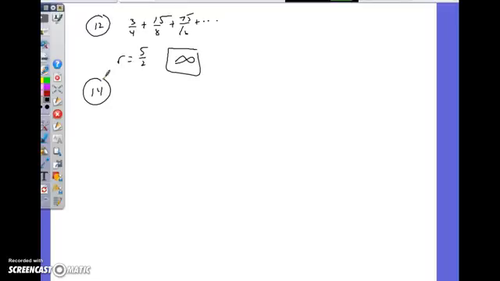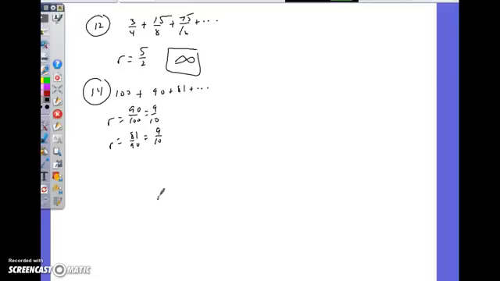14 is 100 plus 90 plus 81 plus dot, dot, dot. I'm making sure this thing looks like a geometric series, so I check it. I find my ratio is 90 over 100, which would be 9 tenths. And then 81 over 90, which is 9 tenths when I divide both top and bottom by 9. So I do have a common ratio. It's 9 tenths. 9 tenths is less than 1.